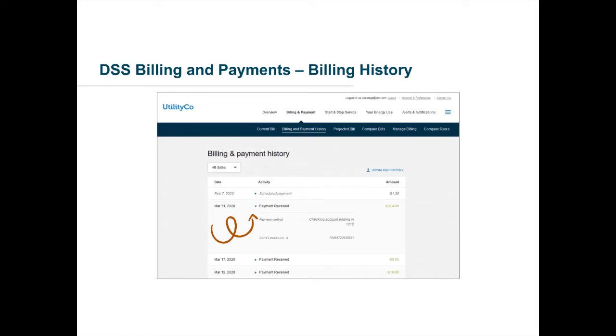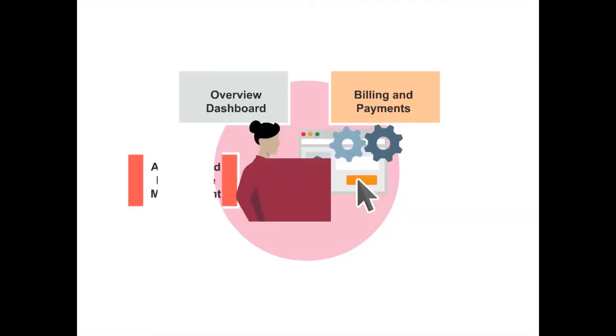Customers can also visit the Billing and Payment History tab to view details about all past payments. Arrows next to each payment enable customers to expand the transaction to view additional details. Now let's discuss account and preference management.